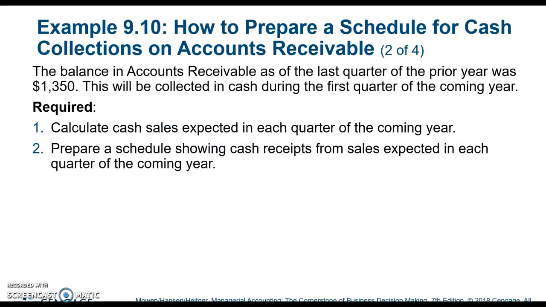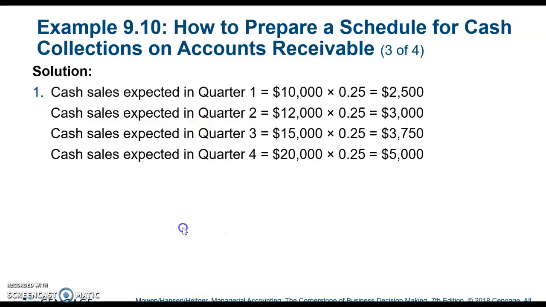So the balance in the accounts receivable, according to the books, as of the end of the prior year is $1,350. So we expect this to be collected in cash during the first quarter. So we're going to show how much we expect.